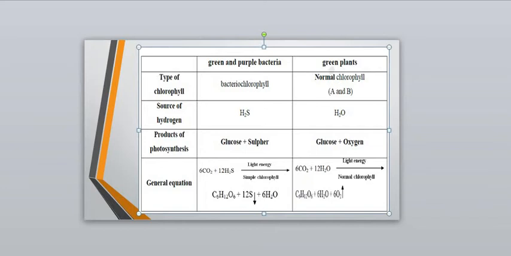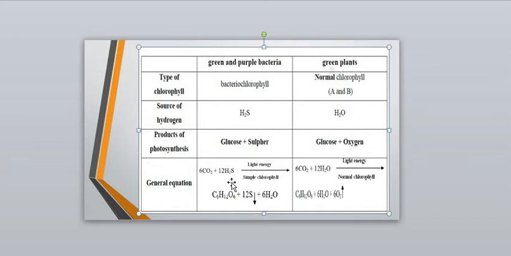Here the source of hydrogen is H2S, but here the source of hydrogen that the plants need is H2O. So the chlorophyll for bacteria is bacteriochlorophyll, but for the plant it is normal A and B. The source for getting hydrogen in bacteria is hydrogen sulfide, but in the green plant we have water. The products of photosynthesis here are glucose and sulfur, but here they are glucose and oxygen. Here is the general equation.